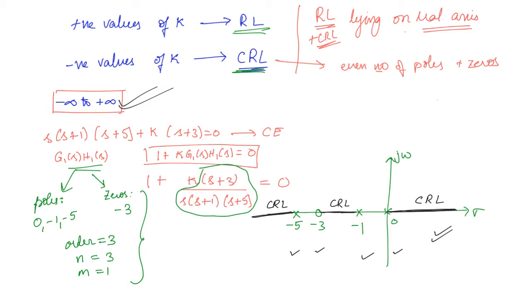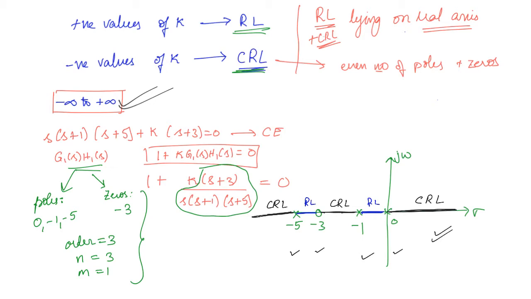Okay, so where will the RL lie? The RL will lie here. Between 0 and minus 1 you will have RL, and between minus 5 and minus 3 you will have RL.